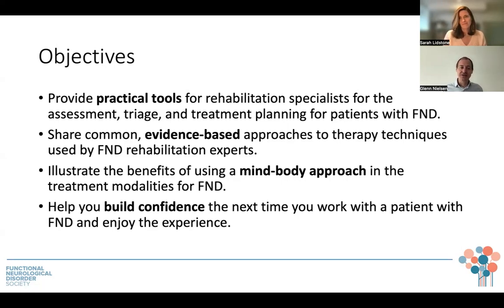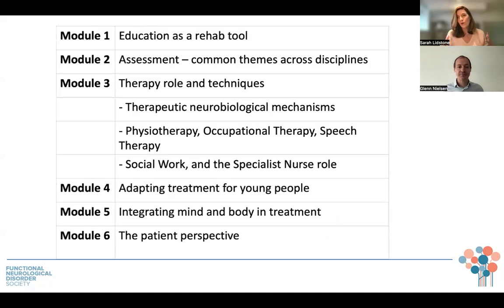So our main objectives are to provide practical tools for rehabilitation specialists for a range of assessments and treatment planning for people with FND, to share common evidence-based approaches to therapy techniques, illustrate the benefit of using mind-body approaches and incorporating psychologically informed rehabilitation principles, and also to help build confidence so that you enjoy the next time you work with somebody with FND. So I'll give you a high-level overview and walk you through how we organize the course.